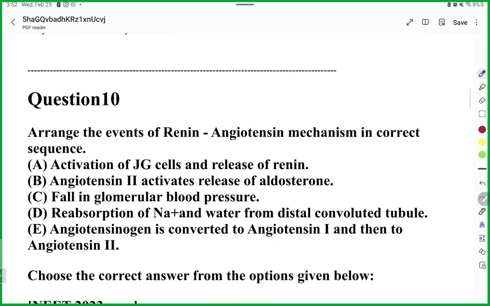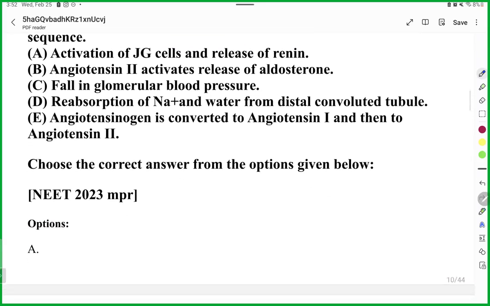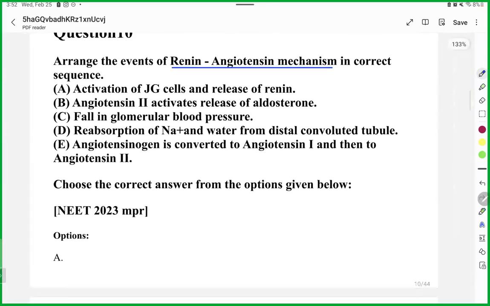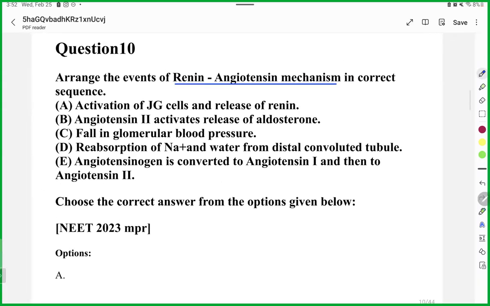Anvita, this one. Arrange the events of renin-angiotensin mechanism in the correct sequence. What should be the first step? One second, sir. No, C. Very good. C. Next. First is decrease in GFR, responsible for everything. Then JG cell. A. Next. E.